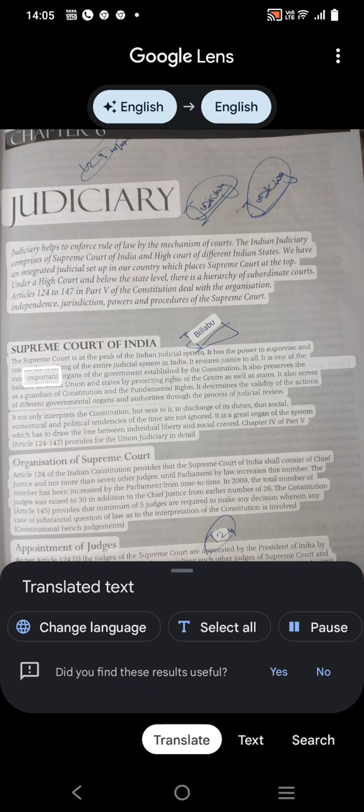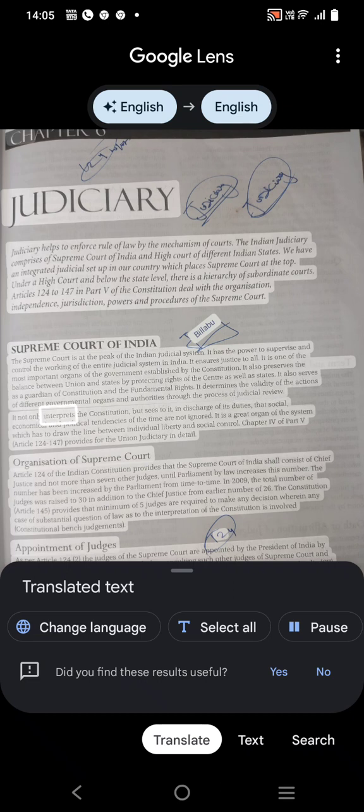It is one of the most important organs of the government established by the Constitution. It also preserves the balance between the Union and states by protecting the rights of the Centre as well as the states. It also serves as a guardian of the Constitution and the fundamental rights. It determines the validity of the actions of different governmental organs and authorities through the process of judicial review.